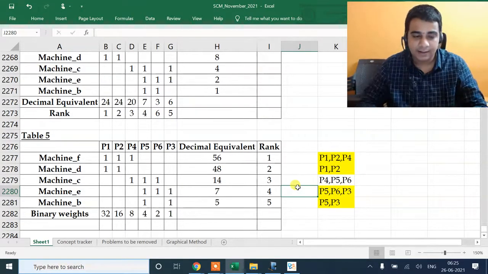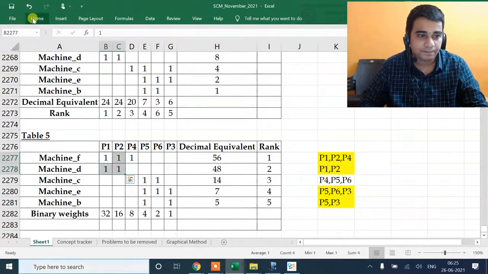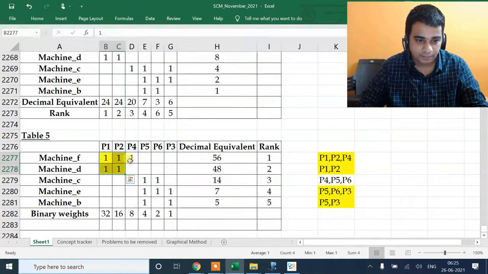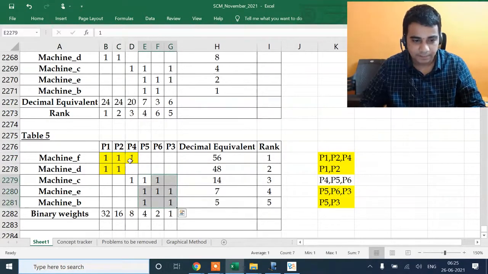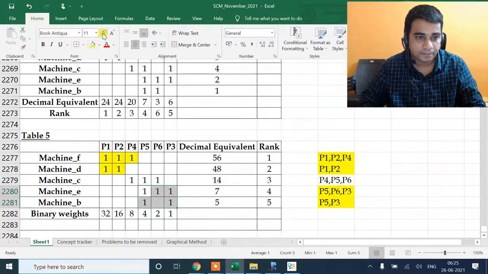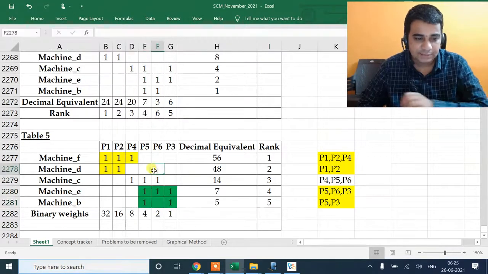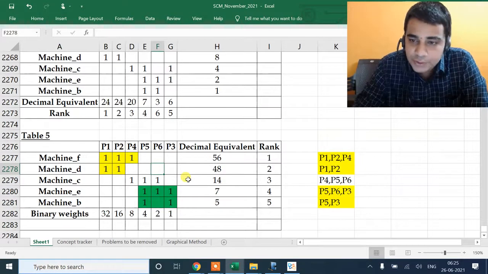Now what has happened here is, till this I don't have a problem. This also I don't have a problem. These are looking like a separate cluster. Now this machine C, you should either put it in cell 1 or cell 2.